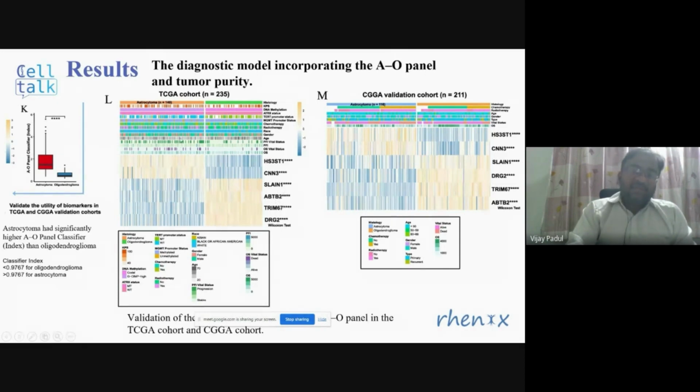As you can see, by using these classifiers in the TCGA cohort as well as the CGGA cohort, in both cohorts this classifier model was able to subgroup the tumors into the histological astrocytoma and histological oligodendroglioma subtypes. So these are the different molecular factors that are present, and tumor purity is also an important factor, along with the already known genes such as ATRX mutation, TERT promoter mutation, MGMT methylation, etc.